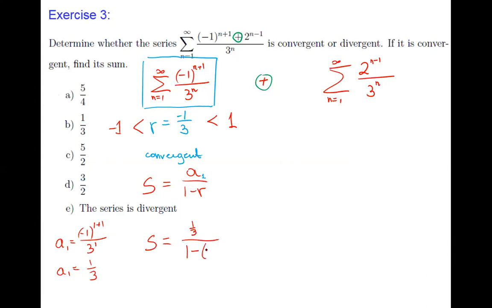That means the sum is 1/3 over 1 minus negative 1/3. Please note that negative. Who can give me the final number? This will be 1/3 over 4/3. Oh, 1/4, because we will have 1/3 and it cancels out, 1/4. Okay?